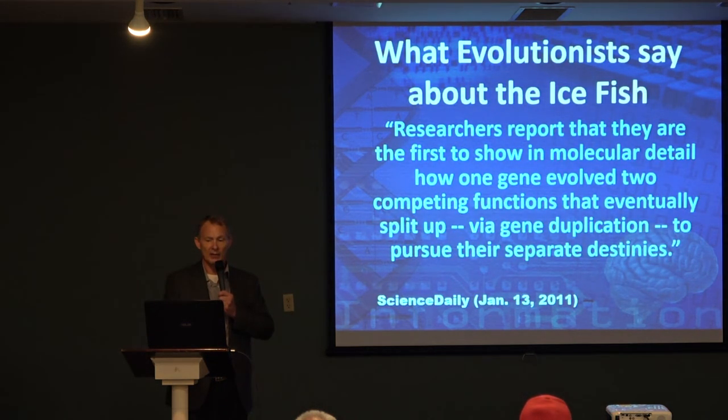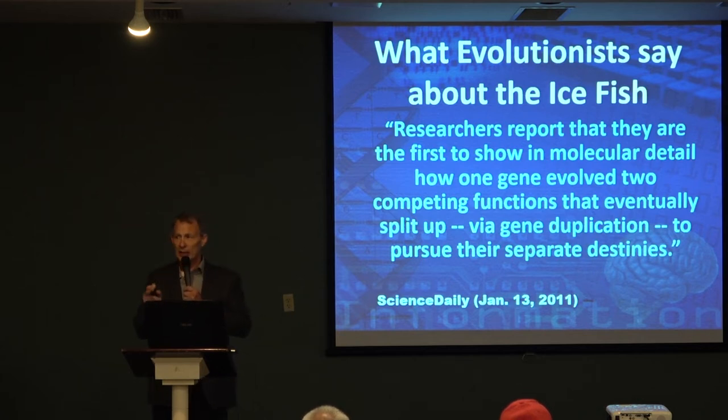Now here's a quote from Science Daily about this ice fish. This was in 2011. It says, researchers report that they are the first to show in molecular detail how one gene evolved into two competing functions that eventually split up via gene duplication to pursue their separate destinies. So again, not an increase in information, duplication of information, but if the fish initially had two genes, it had dual functions, right? Two different biological functions. It could survive in either case, cold water or warm water.